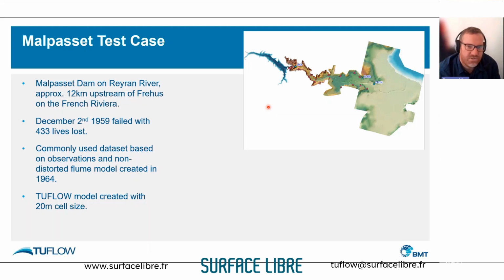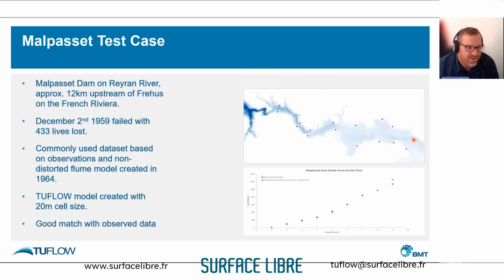So there were some electrical stations, and it was possible to work out the times of the flood peak based on when those stations essentially switched off. And a non-distorted flume model was created, which was used. The data set was pretty coarse, 20 meters, but as you can see, in terms of the flood footprint, pretty good representation within TUFLOW, and also in terms of the dam break front arrival time, compared to observed values, they're pretty similar as well.